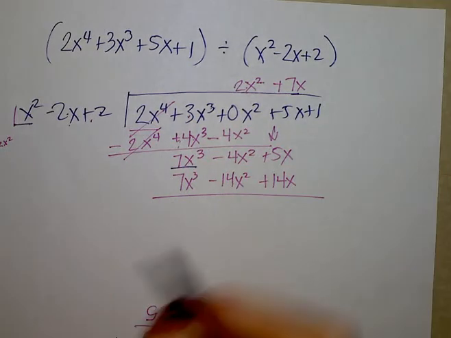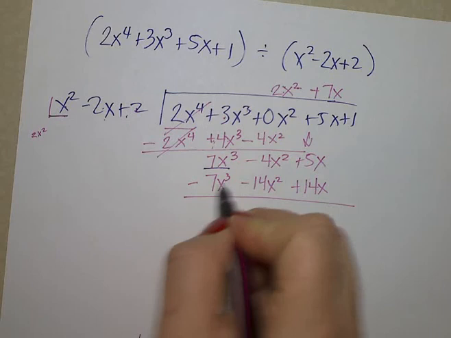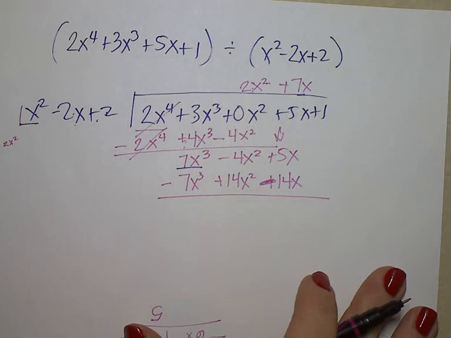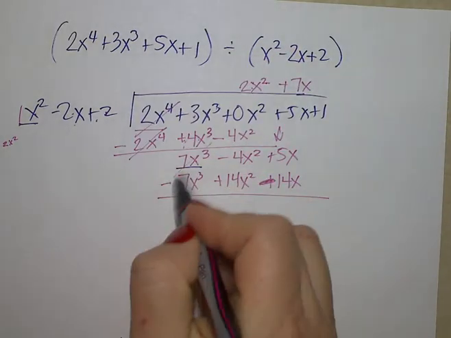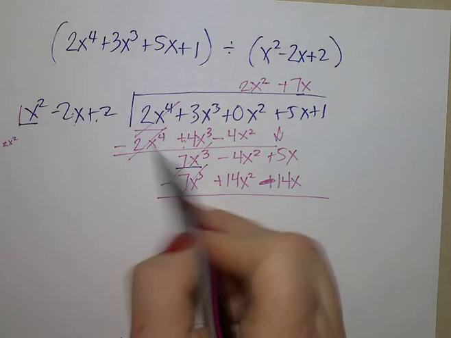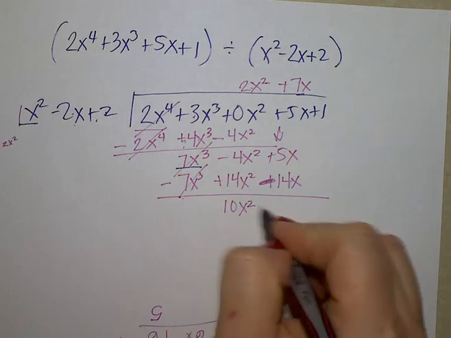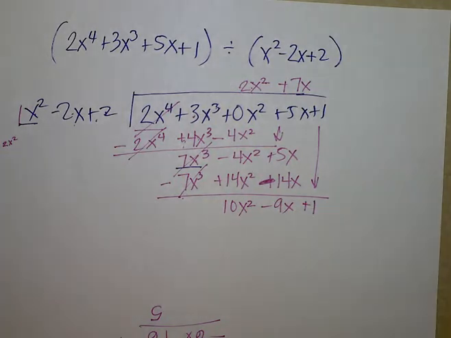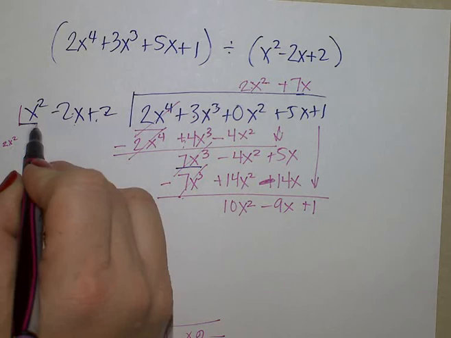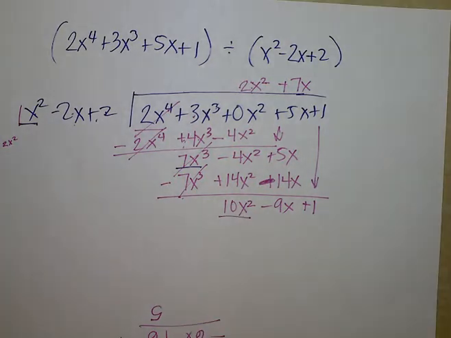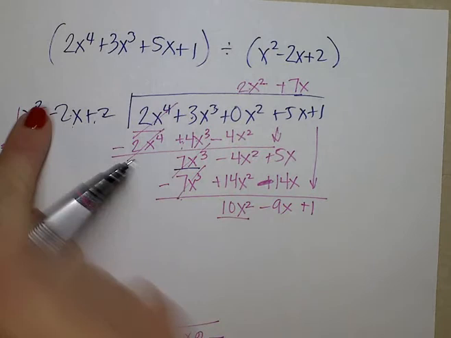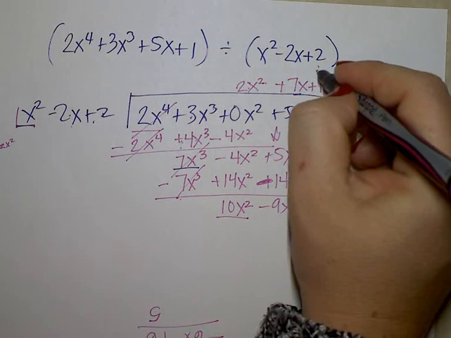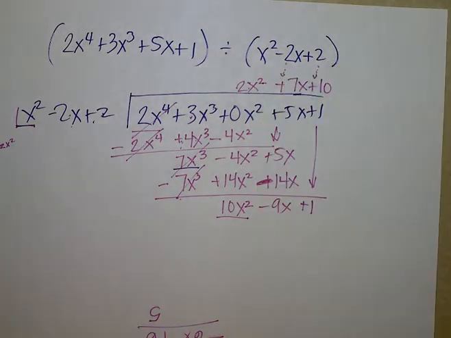Now changing the signs. Negative, positive, negative. Combining downward, the first terms cancel, which we want to do every time. And bringing down the last term. 1x squared times what gives you 10x squared? 1x squared times 10 would give you 10x squared. Another common mistake I see students make is they forget to write the symbols in front. Make sure you have a symbol in front.